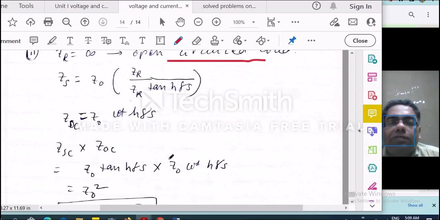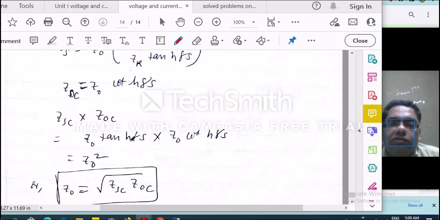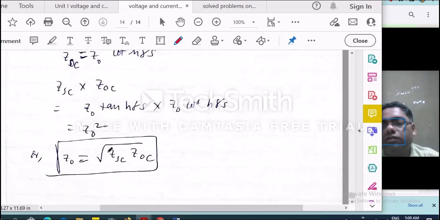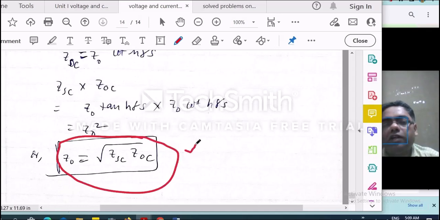Now if I multiply both, tanh gamma s into coth gamma s is 1, so it becomes Z0 square. So this expression comes, and we get problems from here. This is again an important relation.